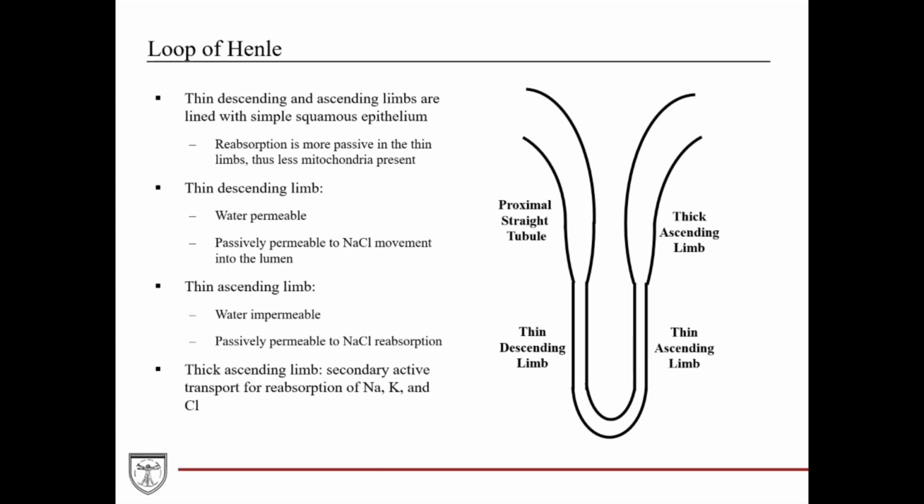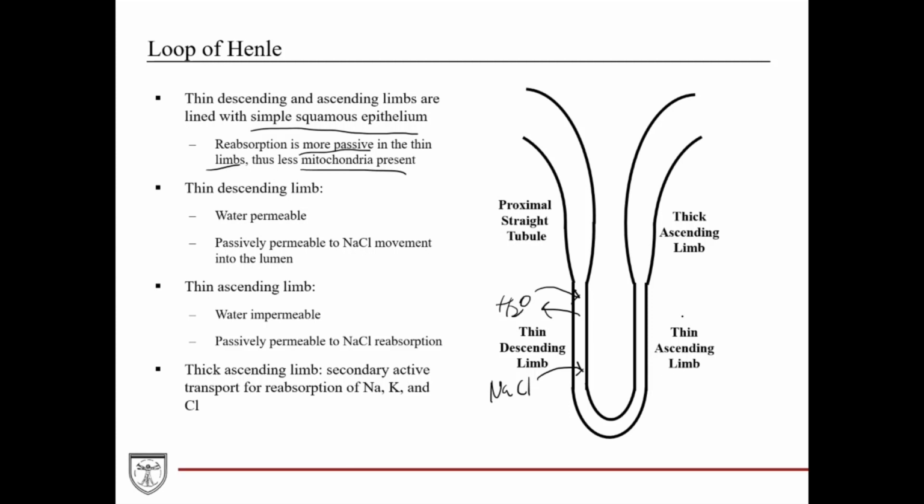So as far as the function for these different segments, the thin descending and ascending limbs are lined with simple squamous epithelium, so much thinner than up here in the proximal tubule. And then reabsorption is much more passive in the thin limbs, so there's less mitochondria present. The thin descending limb is permeable to water, so water can easily move in and out. It's also passively permeable to sodium chloride movement into the lumen. So sodium chloride is not going to move out, but it can move in.